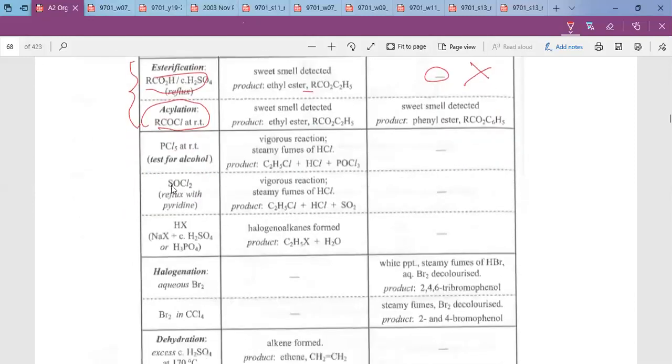PCl5 and all these, SOCl2, okay, here you get a reaction, here no reaction. Okay, HX, remember, this is concentrated, right? Here you get a reaction, here, right? Here, of course, like HBr.